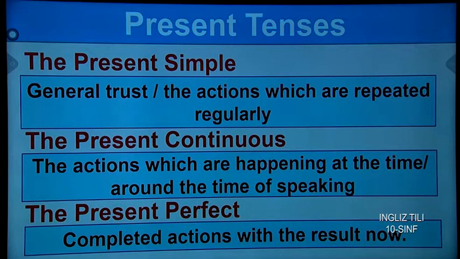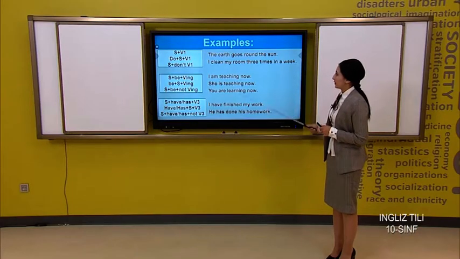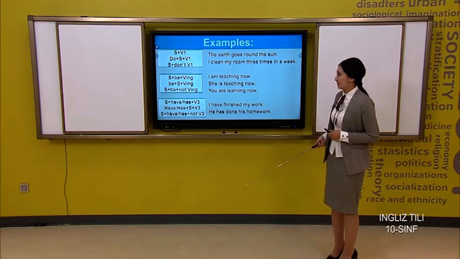So dears, as I said, we have to revise present tenses today. The first one, present simple tense. You know, this tense describes actions in general truth, the actions which are repeated regularly. What about present continuous? The actions which are happening at the time or around the time of the speaking. And the present perfect, it is completed actions with the result now. The examples and structures for each tense.